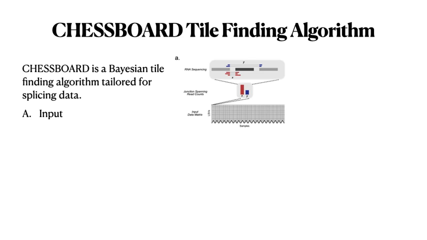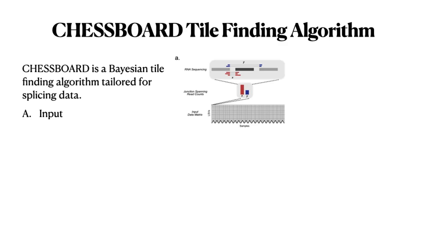To identify splicing-driven AML subtypes, we developed a Bayesian tile finding algorithm called CHESSBOARD. Our approach implements a unique probabilistic model tailored for splicing data, which robustly handles missing values and does not require a priori knowledge of the number of tiles.